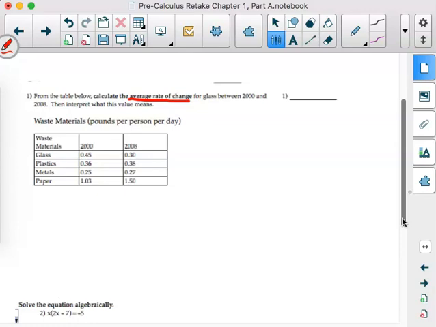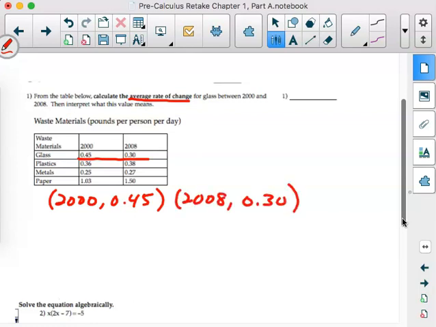So what we have to do is realize that if we want to talk about glass between 2000 and 2008, it's these numbers right here that we care about. And what we have is a year that goes along with this. So in 2000, glass was at 0.45 pounds per person per day. And then in 2008, it was 0.30. And usually time is our x's. I'm not going to say all the time because that's not the case, but usually time is going to be our x values.